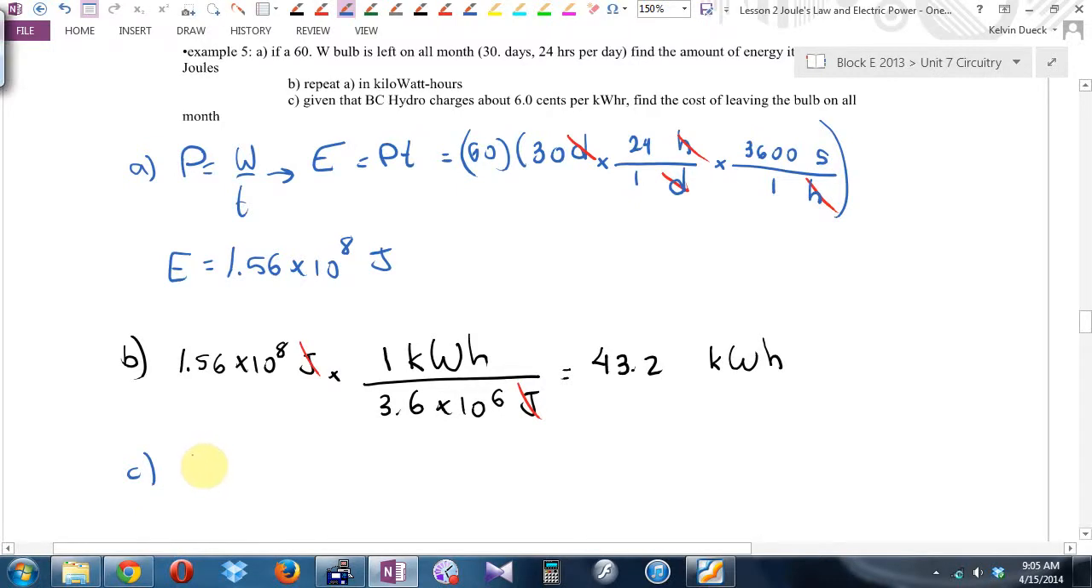Let's see. I have 43.2 kilowatt hours times 0.06 cents, I'll make it dollars, per kilowatt hour. By the way, do you notice how I figured out why I wanted to multiply? Because when they said per kilowatt hour, that meant it was on the bottom of that fraction, and it's on the top of my original. I can get kilowatt hours to cancel.